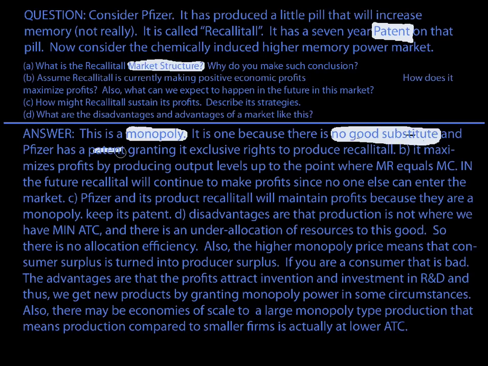There's a patent here granting its exclusive rights. It maximizes profits. How? Marginal revenue equals marginal cost. It'll continue to make profits since no one else can enter the market. That's another key thing about a monopoly. I'd expect to see that. Pfizer and its product Recall It All will maintain profits because they're in a monopoly. It keeps its patent. Disadvantages are, you bet, minimum average total cost. It's not at minimum average total cost. Under allocation of resources, not at allocative efficiency. There's a higher monopoly price for consumers, and so on and so on.